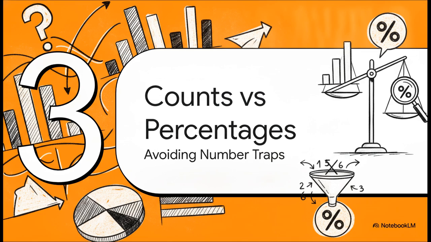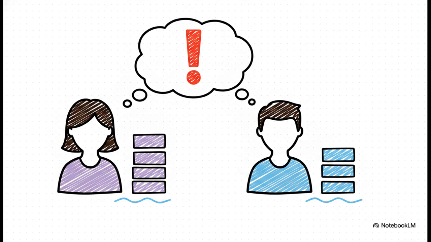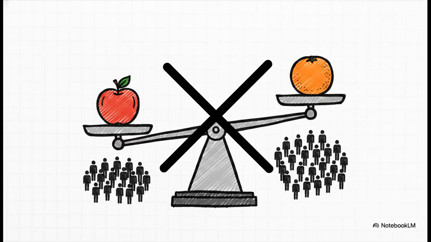Okay, Section 3. Counts versus conditional percentages. Avoiding number traps. Now, I want you to listen closely to the story these raw counts seem to tell. Consider this data. 18 women prefer the coastline, while only 16 men prefer the coastline. At a quick glance, you might shout, aha, women naturally prefer the coastline way more than men do. I mean, 18 is bigger than 16, right? Case closed. But hold on a second.